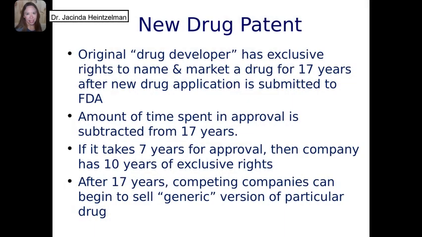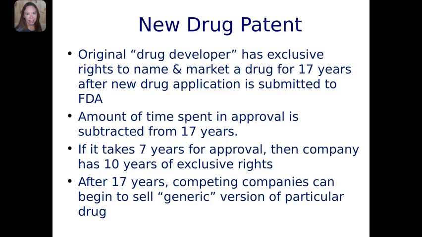When it comes to drugs being manufactured and developed by drug companies, they get what's called a new drug patent. Whoever the original drug developer is will have exclusive rights to both the name and marketing and selling the drug for 17 years after the new drug application has been submitted to the FDA. So the amount of time spent in approval is subtracted from 17 years. For instance, if it takes 7 years for approval, then the company has 10 years of exclusive rights.